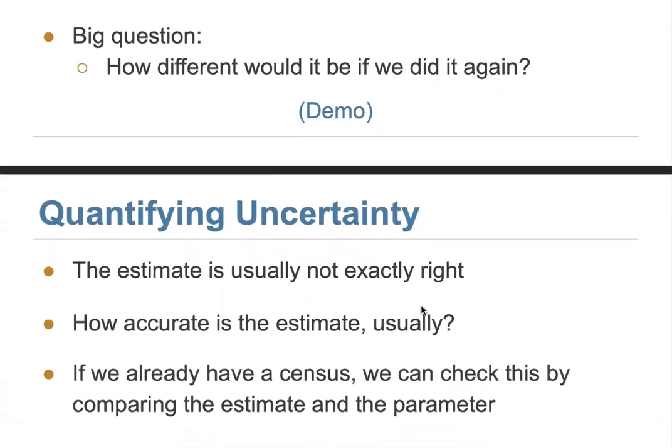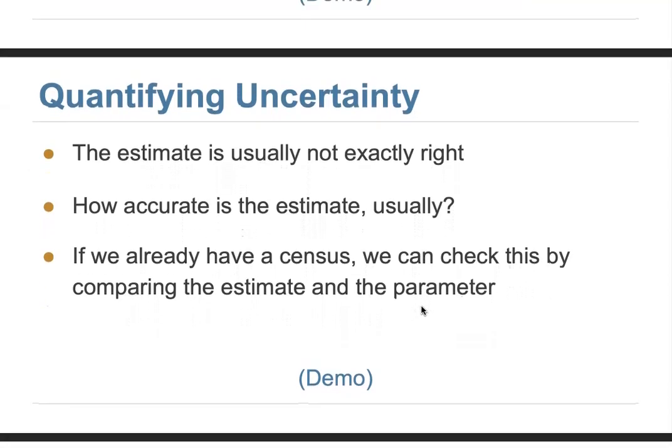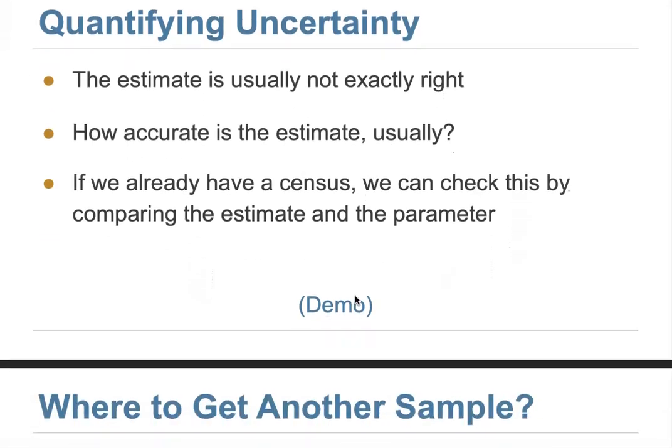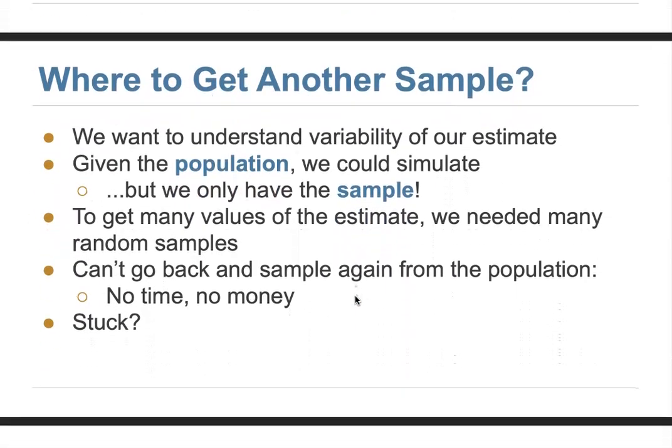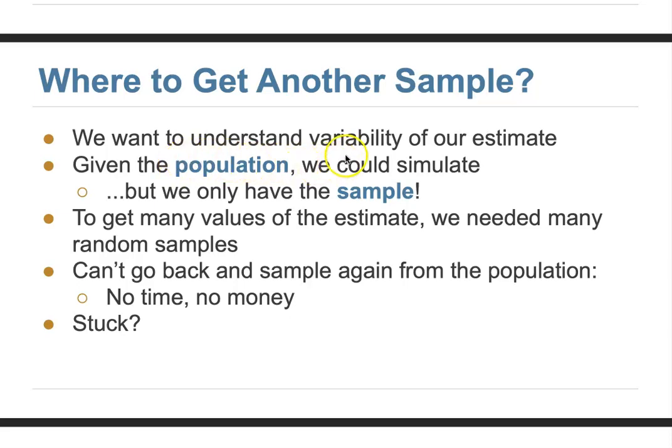That's why we want to quantify our uncertainty. The estimation is usually not exactly right, but how accurate is it? If you don't have population data, you won't know. But if we have population data, then we don't need to do the sample, we just calculate the parameter from the population. So we want to understand the variability of our estimate. Given the population, we can get data, but what we have is only a one-time sample.